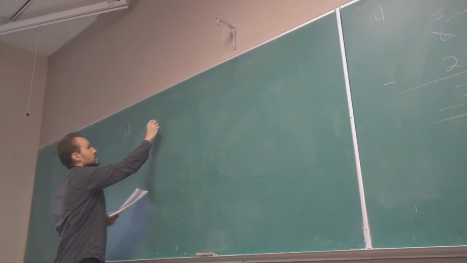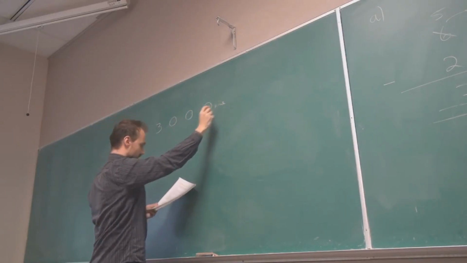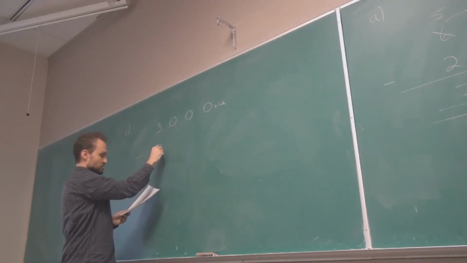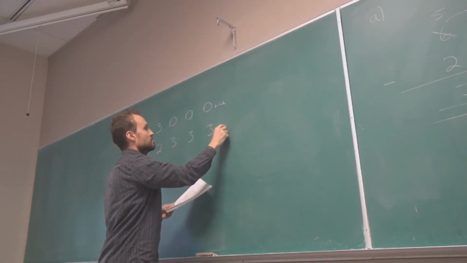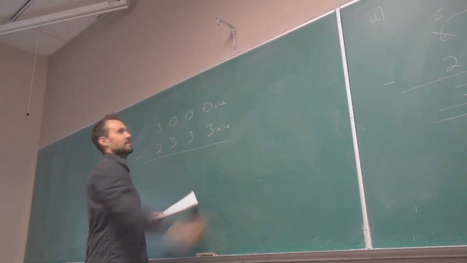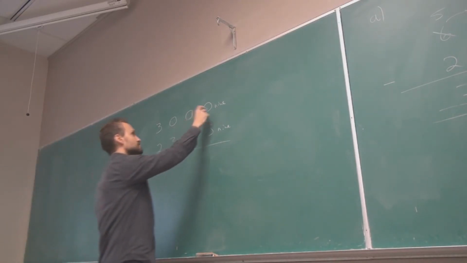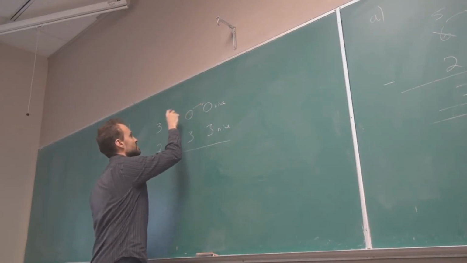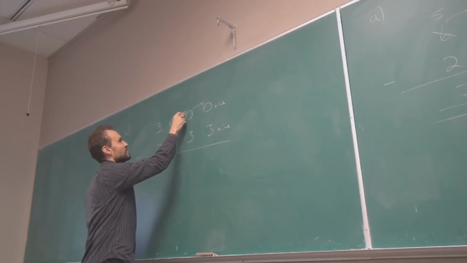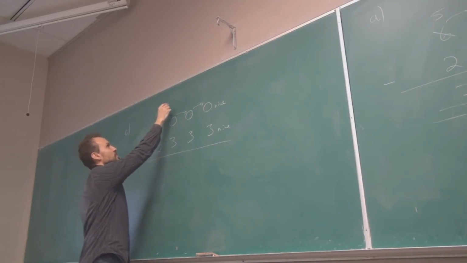C. 3000 base 9 minus 2333 base 9. Oh, that's not going to go well. So, 0 minus 3, nope. I want to borrow, but there's nothing to borrow. So I need to borrow from here. There's nothing to borrow. So I need to borrow from this. Finally, something to borrow, leaving me 2.